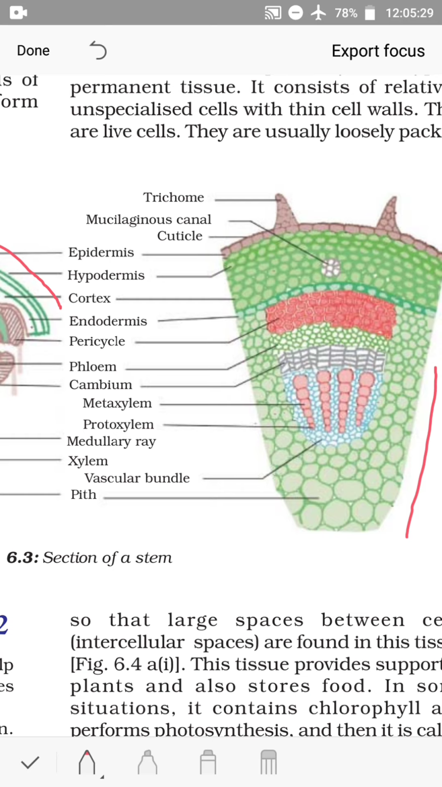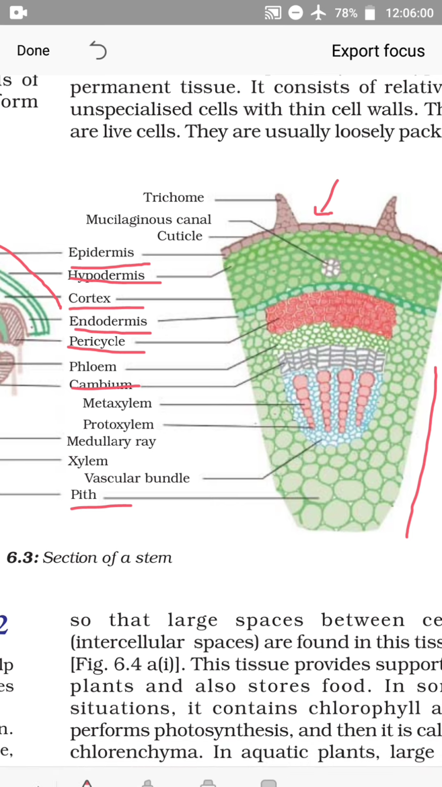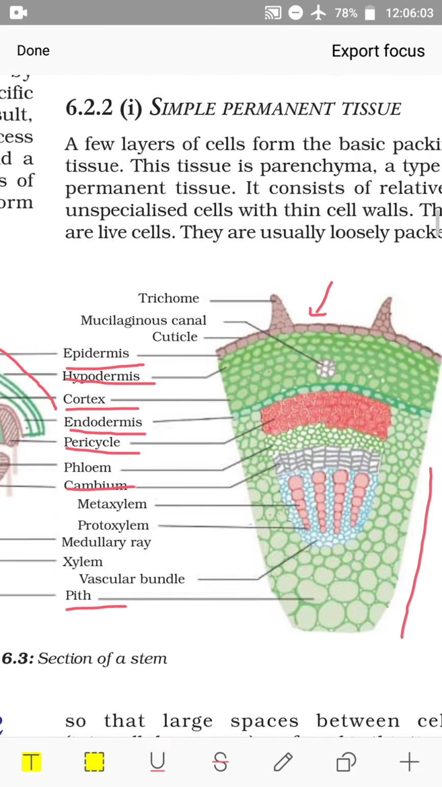These layers of cells are termed differently as epidermis, hypodermis, cortex, endodermis. So the uppermost, outermost layer is epidermis, below that hypodermis, then cortex, then endodermis, pericycle or cambium, then pith. So different layers of cells. Each layer is made of some type of tissue and each tissue has some functions to do. So let us start with permanent tissue in plants.